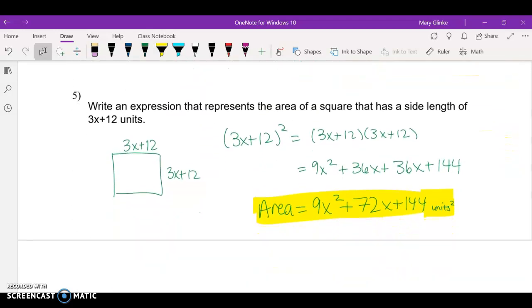And number 5 was you had to set it up yourself. So that one you wanted to find the area of the square. So the area of a square is going to be the side squared. Because length times width, if length and width are the same thing, it's the same thing as your side squared. So you can see (3x plus 12) squared. It's multiplying it by itself to give you 9x squared plus 72x plus 144 units squared.